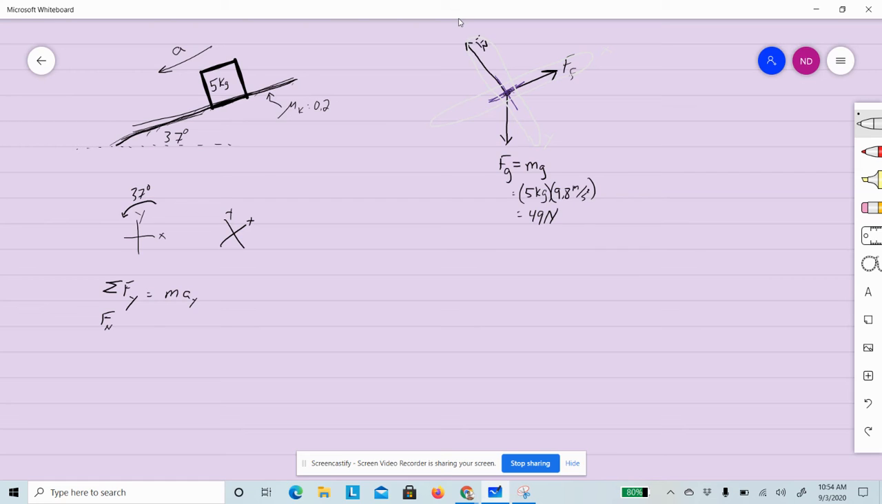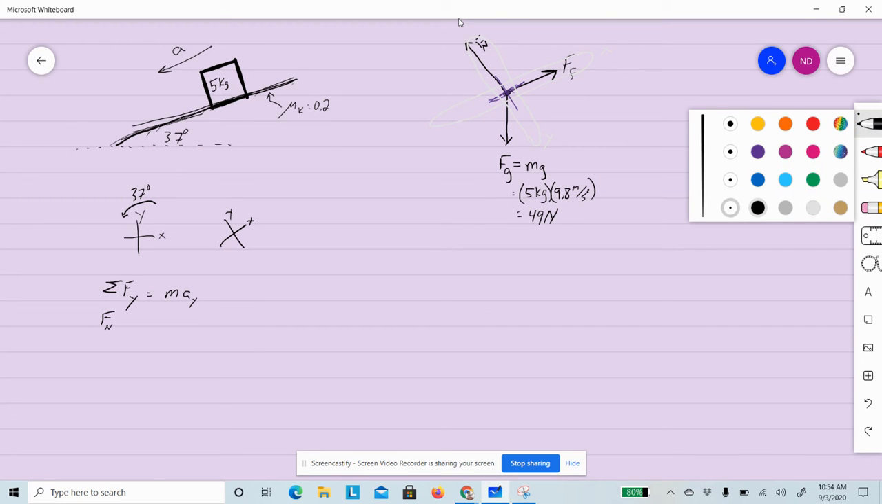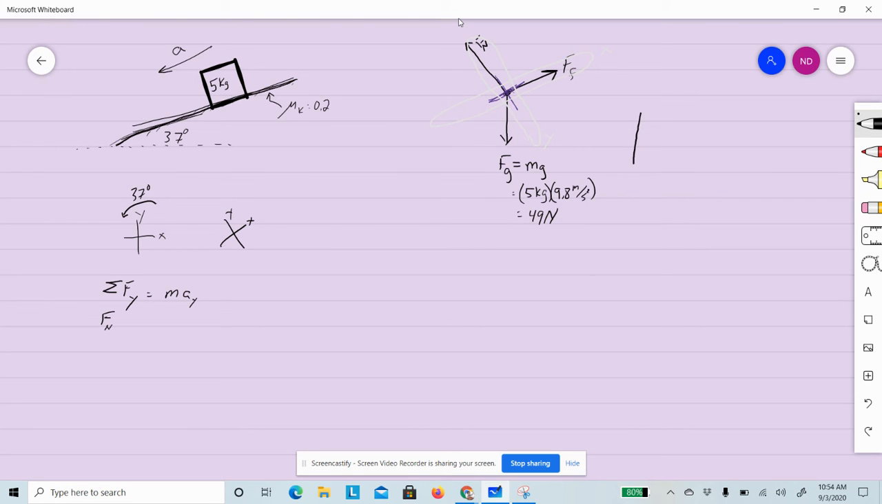Our new y direction has the normal force. But remember, we also have that gravity force. Gravity is straight down. Our x-axis is this way, our y-axis is this way, and this angle is 37 degrees.